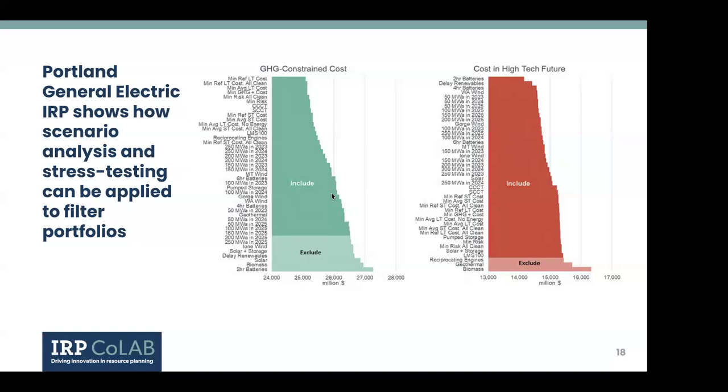So you can see that, for example, here, this 250 megawatt in 2025, which is the 5th from the bottom on the left here, does not do well in a GHG constrained cost future, but it does do okay in a high tech cost future. So what they did is they said, okay, we think that this GHG constrained future is something that we want to consider, and we're going to exclude that one from consideration. Can you go to the next slide, please?